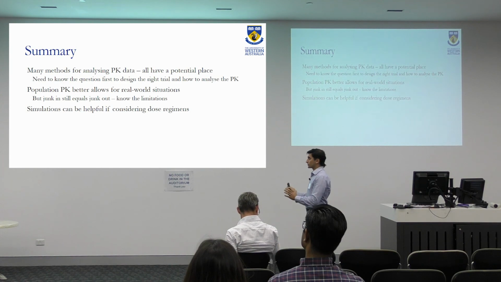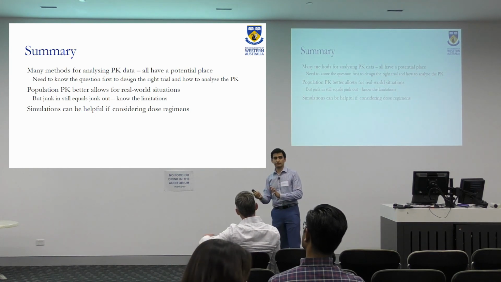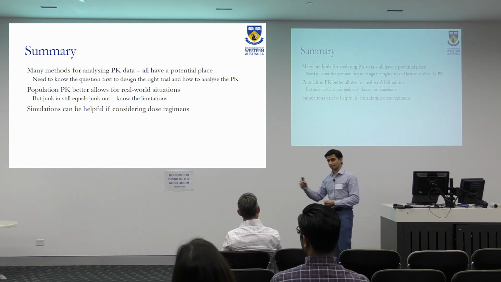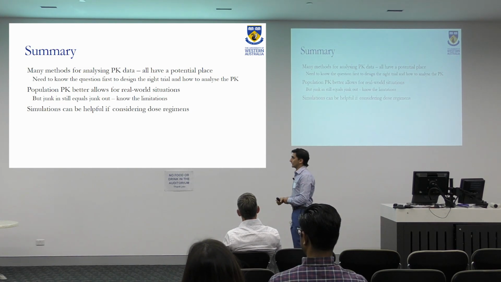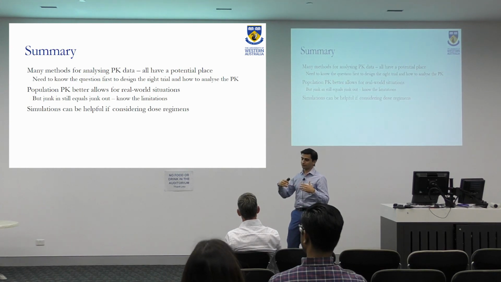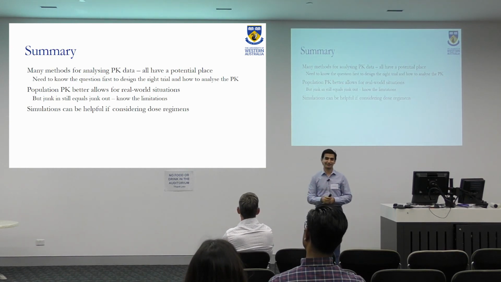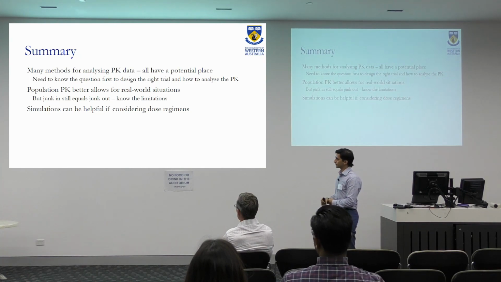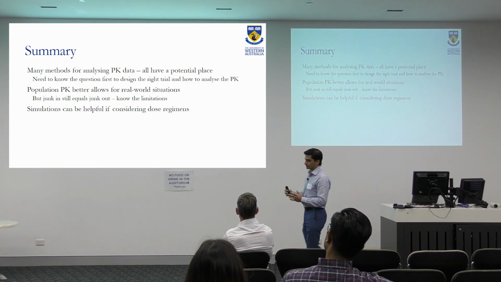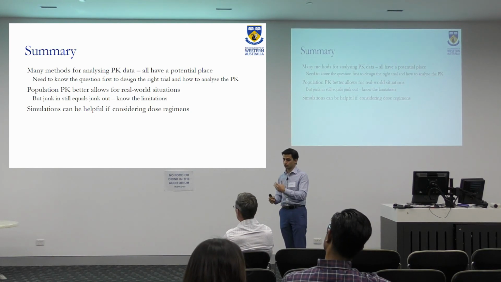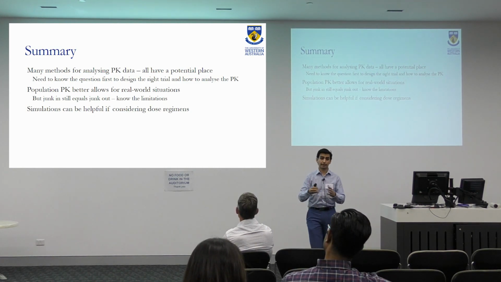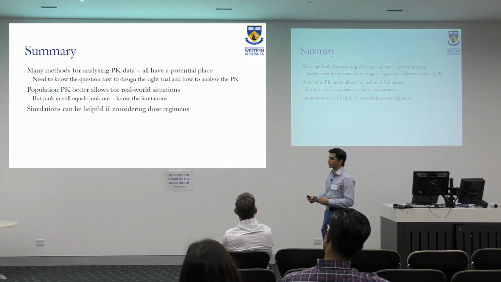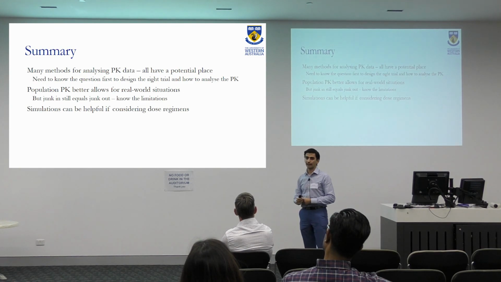In summary, there's lots of ways to analyze PK, and it really does depend on what your question is. If you've got a generic drug and you want to prove bioequivalence, you have to do non-compartmental methods. And it's good to, if you can, design the study at the outset and decide how you're going to analyze the data at the end. Population PK, as opposed to individual compartmental or non-compartmental methods, does allow better for these real-world situations where you can't take 14 samples of 4 mLs taken within 1 minute of the appropriate sampling time.